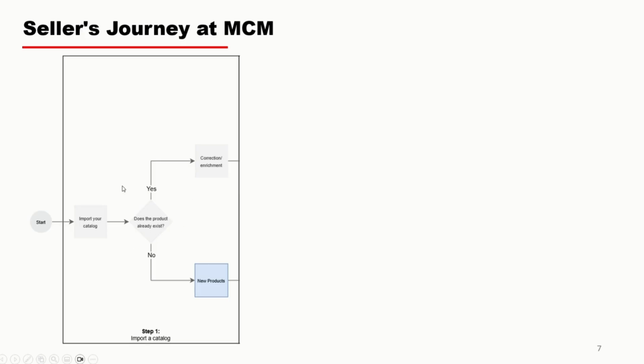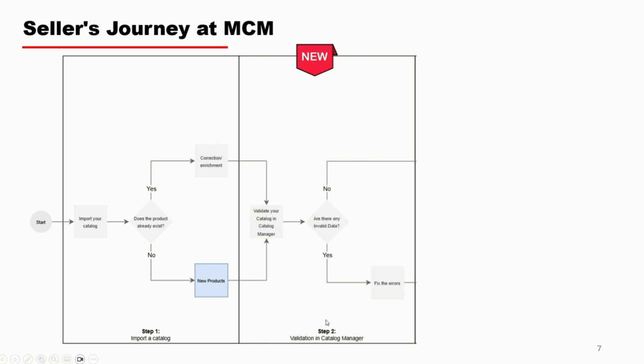If the product already exists on our marketplace, your work is a correction or enrichment. We will cover this later. But if the product does not exist, it's a new product. And that's our focus for next steps. Step 2. Validations in Catalog Manager. After importing your products, you should always check for any errors and correct them if needed.